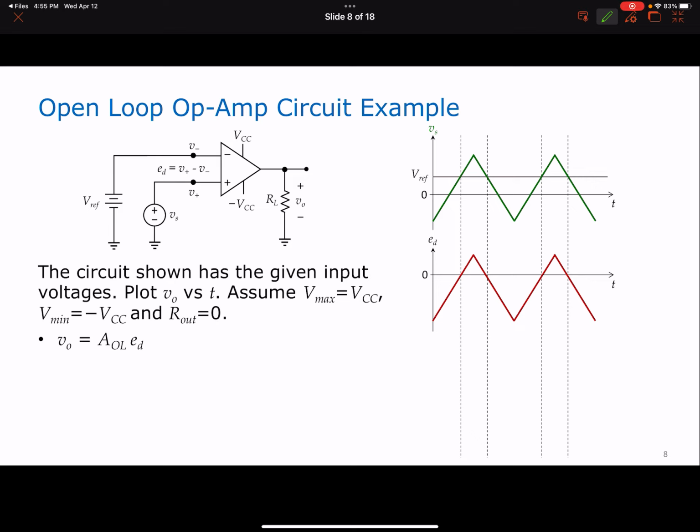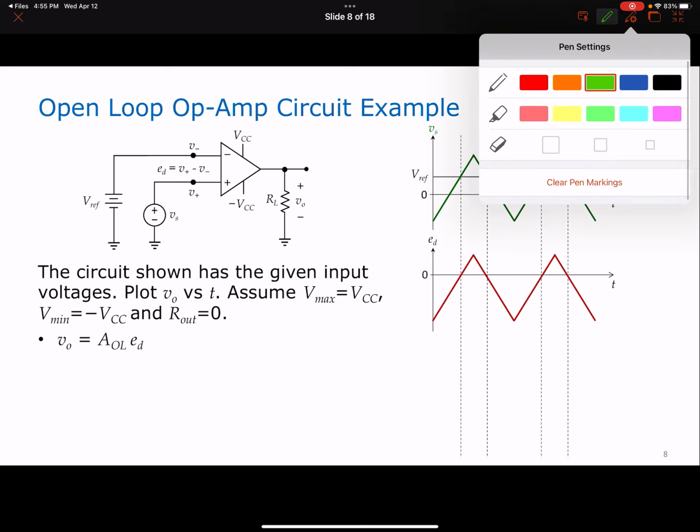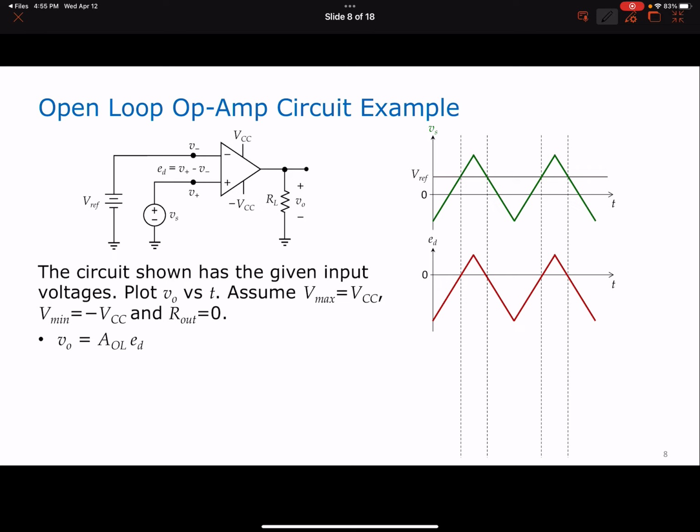Now you will recall that A_OL is very large. We said that A_OL is typically about 10 to the 4. So let's assume that A_OL is equal to 10 to the 4.